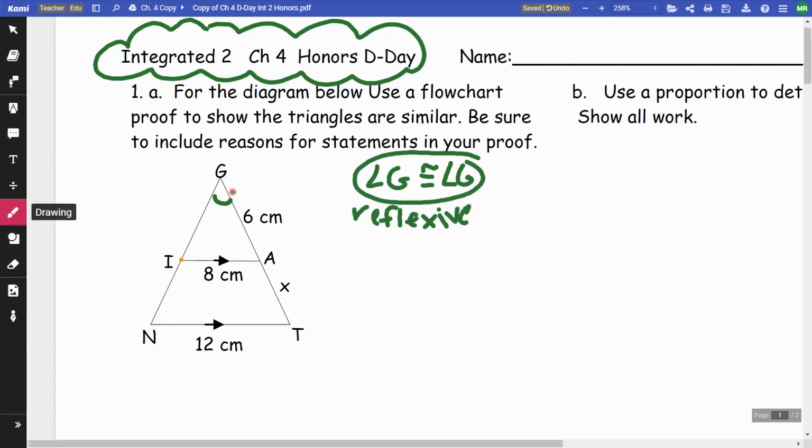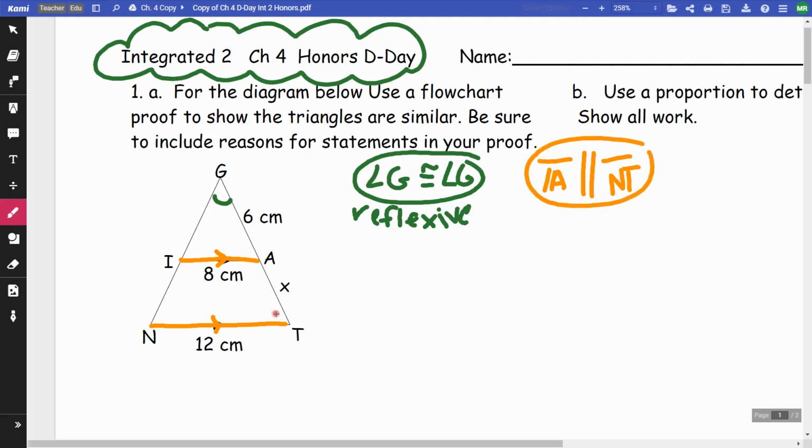The next thing I notice is this line here and this line here have that arrow, which means that they're parallel. So if they're parallel, then this angle right here and this angle right here are congruent because of corresponding angles, or this angle here and this angle here. First let me just say about these lines, line segment IA is parallel with line segment NT, and the reason is given.